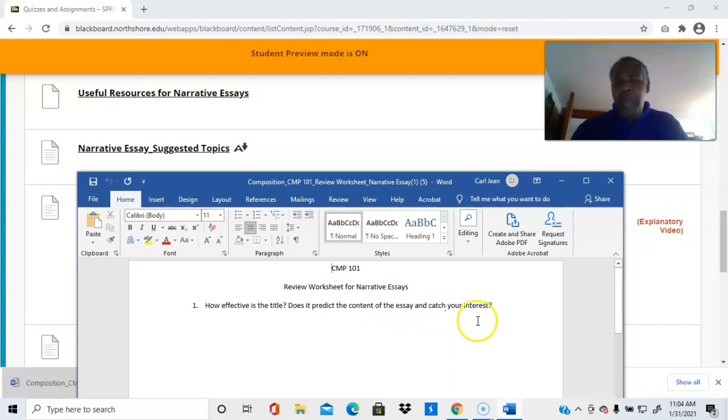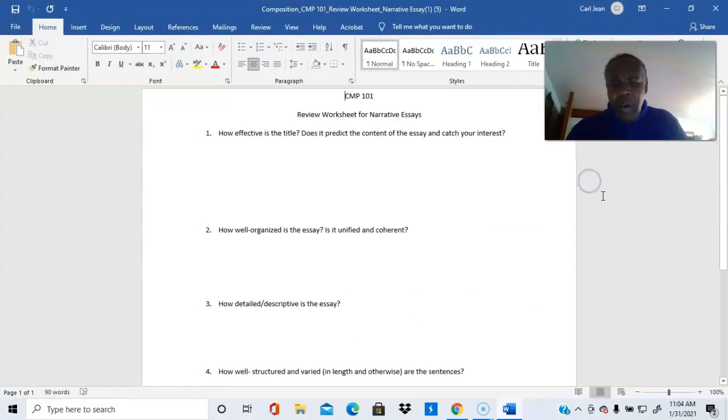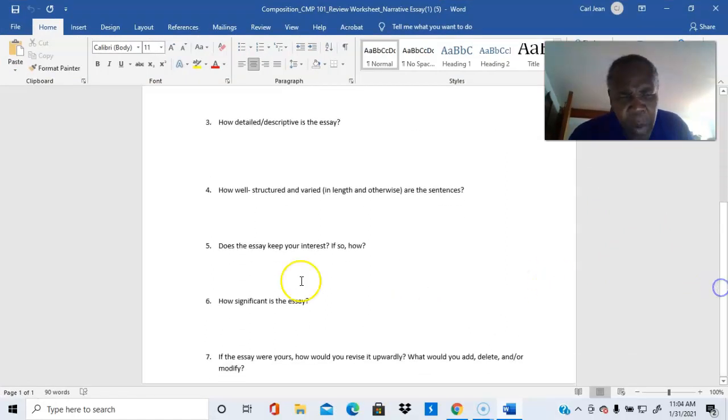to develop them. Another question that you have, that's question number 4. Question number 4 has to do with sentence structure. Yes, essays are very important.